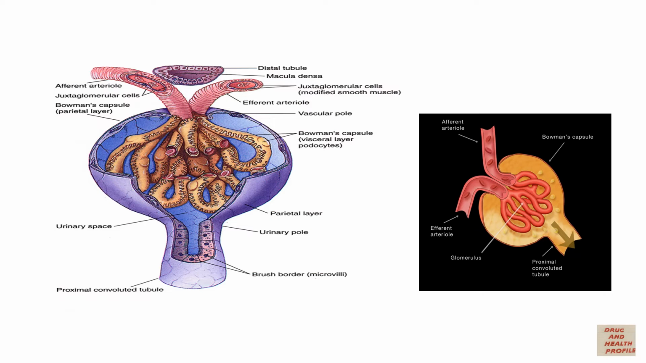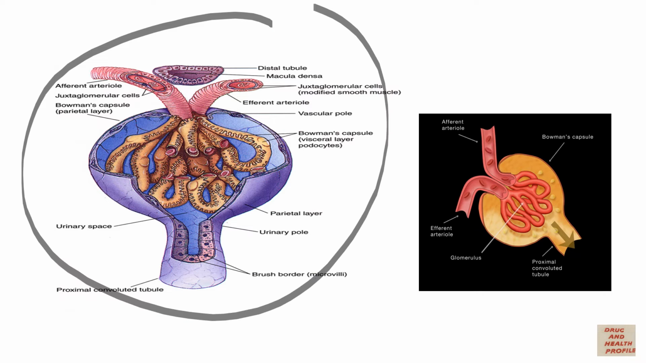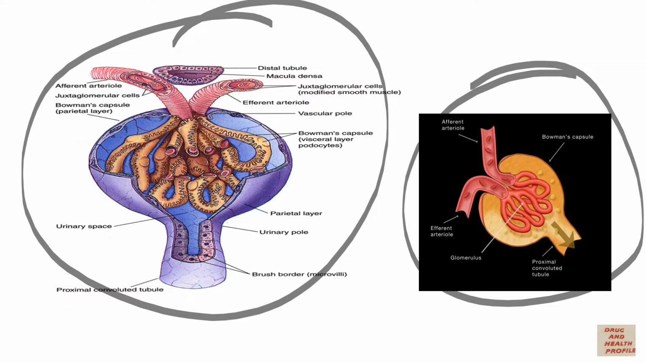And here on the screen to your left you can see the nephron, and to your right you can see the Bowman's capsule. The Bowman's capsule is found within the nephron. Here is the Bowman's capsule. And within the Bowman's capsule we have the glomerulus. And the glomerulus is a capillary loop which allows the passage of specific molecules.